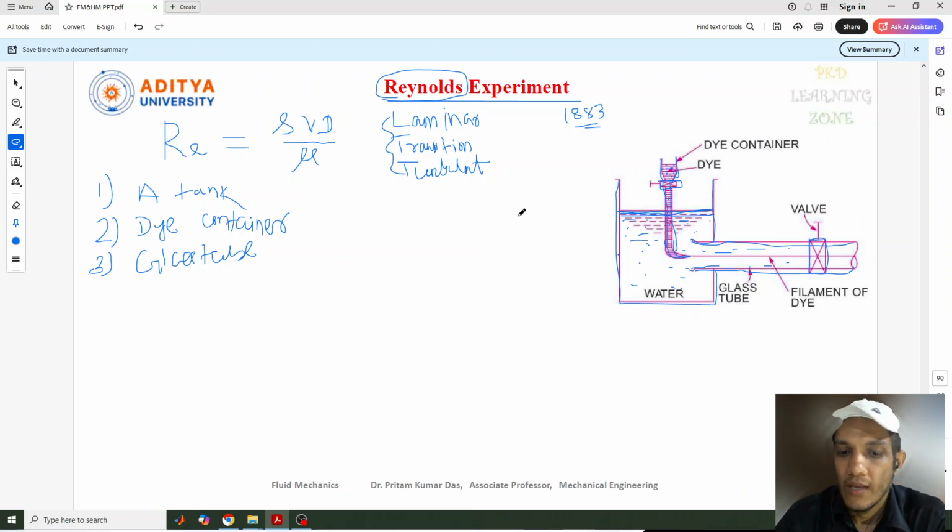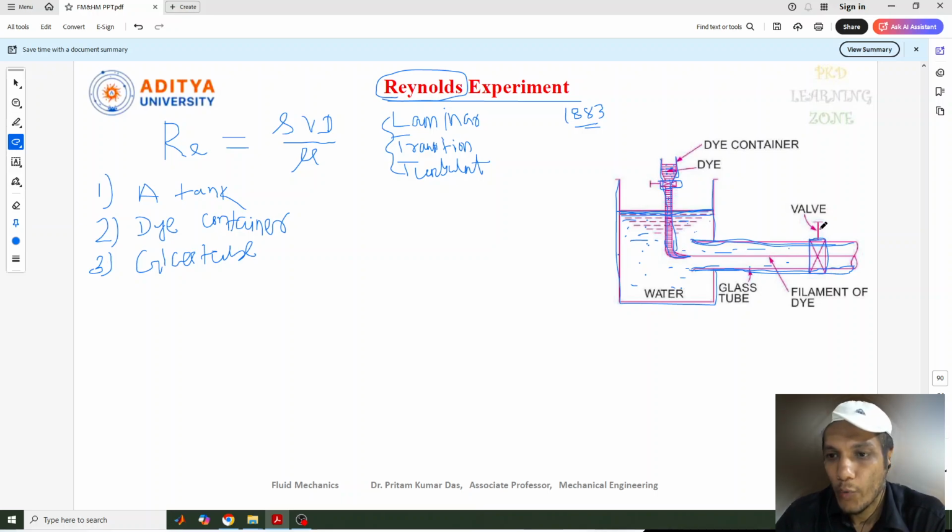Now, by this experiment, what are we going to observe? By controlling the valve, we can vary the velocity, obviously. First, we will open this dye valve a little bit, and similarly open the valve here also. What we are going to see is the dye present here. This is a glass tube, so the transparency will be very good.